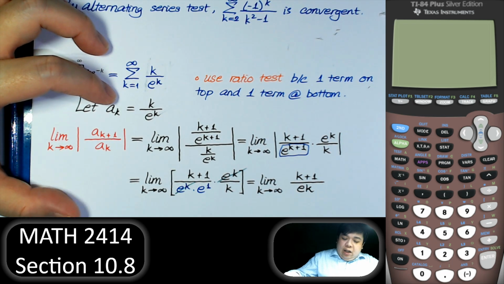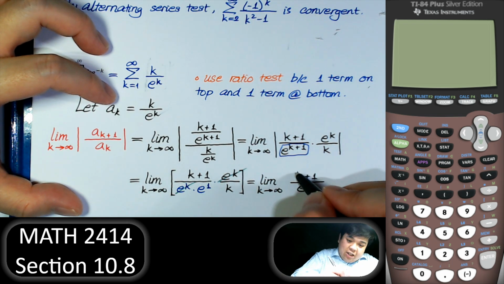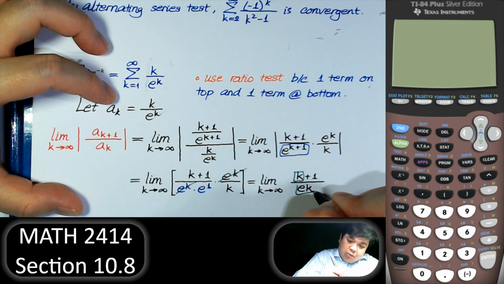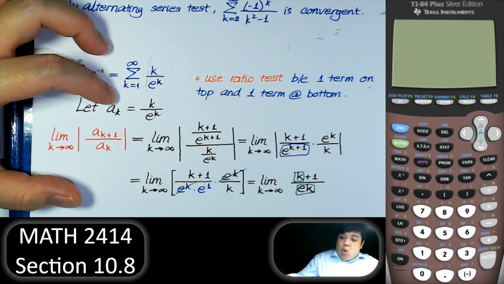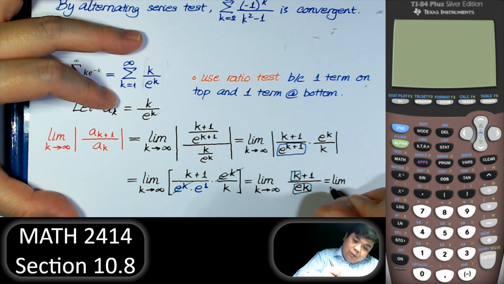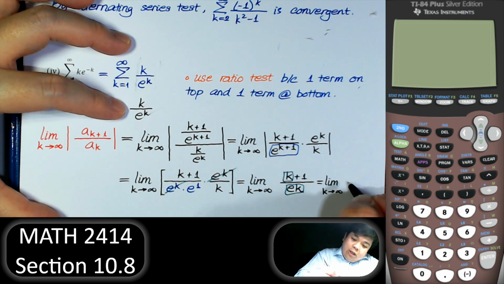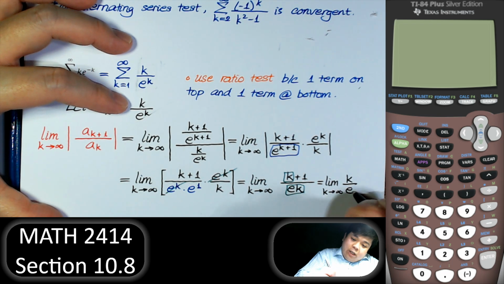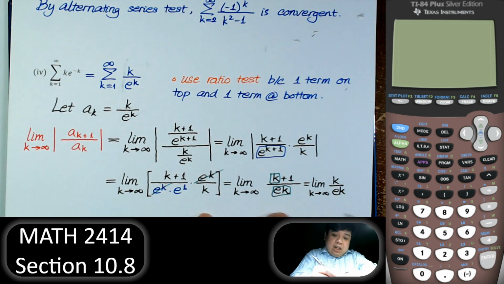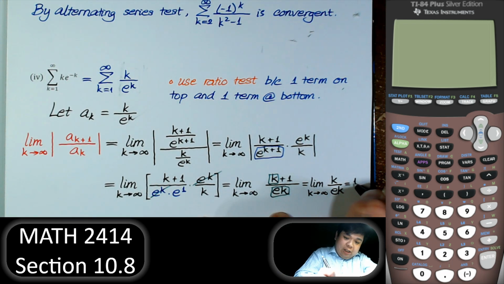Now, when we're trying to find the limit, take the one with the highest power on the top and the one with the highest power at the bottom. By that I mean ignoring the plus 1. We have k over e times k. The k and k cancel out, we have 1 over e.